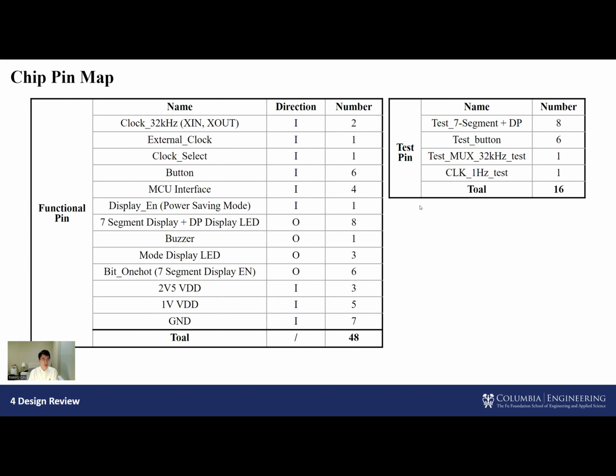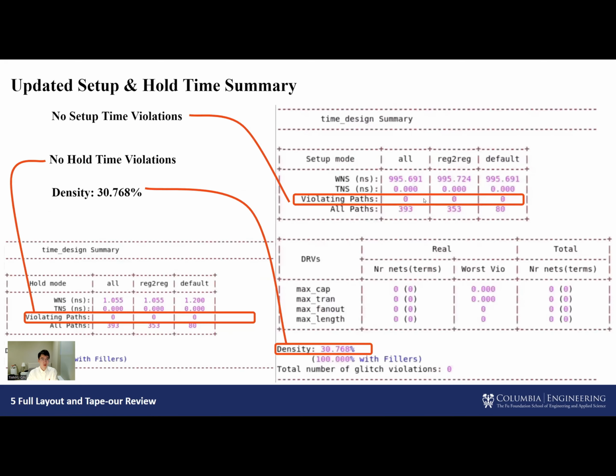Here is our chip pin map. In total we have 64 pins, 48 pins for functionality, and another 16 pins for our testing. Here is our timing summary. You can see there are no violations for our chip, and our chip density is around 30.7%.